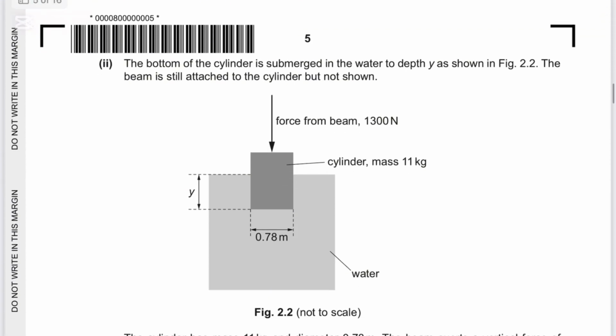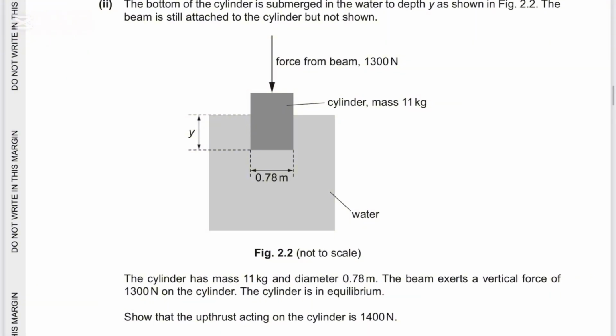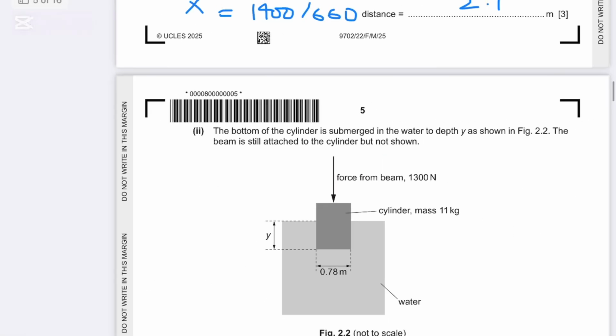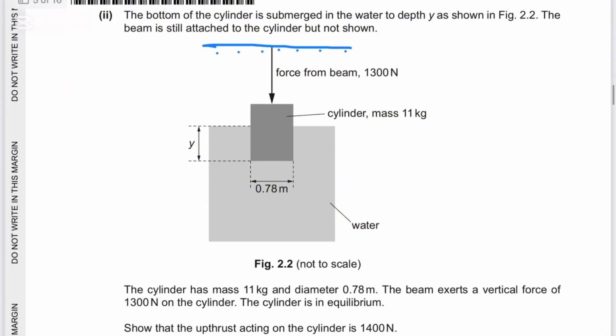The bottom of the cylinder is submerged in the water to depth y as shown in figure 2.2. The beam is still attached to the cylinder but not shown. So imagine the beam still being attached to the top of the cylinder. The cylinder has a mass 11 kilograms and diameter 0.78 meters. The beam exerts a vertical force of 1300 newtons on the cylinder. The cylinder is in equilibrium.